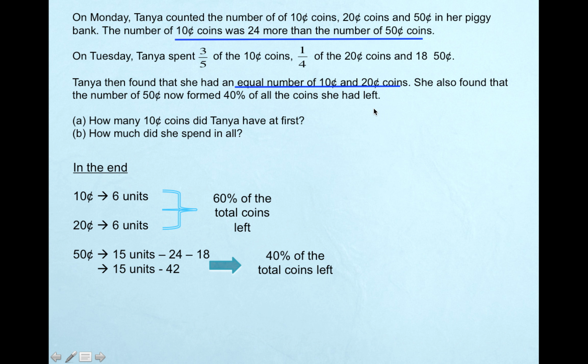So we are told that the number of 50-cent coins now form 40% of all the coins you have left. Conversely, 60% is made up of the 10 and the 20-cent coins. And we already found out is 6 units plus 6 units, which is 12 units. 12 units of coins is equivalent to 60% of the total number of coins left. Likewise, another piece of information, 50 cent, which we have expressed in units, is 15 units minus 42. This will make up 40% of the total number of coins left.